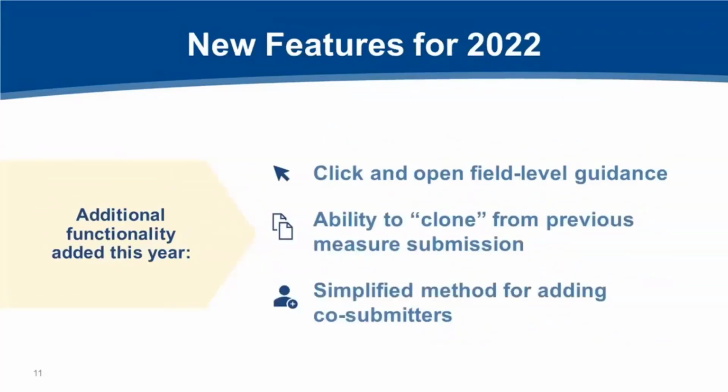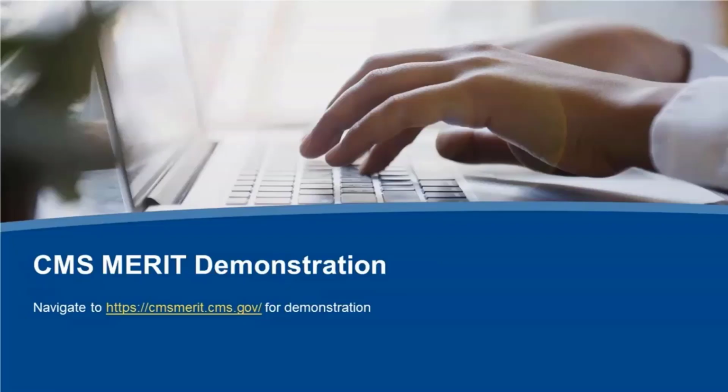So we've actually added several new features to Merit this year that I'm going to pay particular attention to in the demonstration. And these include the ability to click and open field level guidance, the ability to clone a measure from a previous measure submission, and we've implemented a simplified method for adding co-submitters. Now, if you'll just bear with me for 1 minute, I'm actually going to transition to sharing my screen, and I'll show you how to log in, and we will go from there. So please just give me 1 moment.